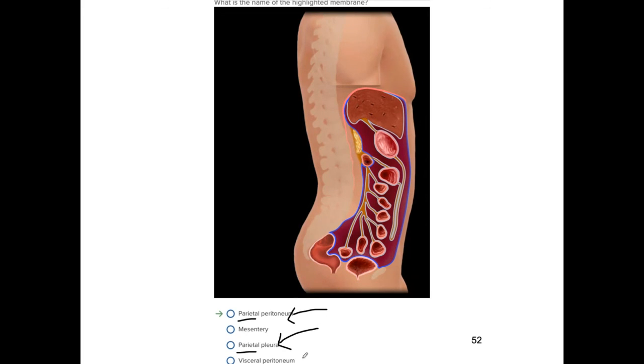Okay. We also see peritoneum down here, but this is visceral. If it was this, let me outline this liver. If it was that, then it would be the visceral peritoneum. Because it's the outer portion that lines the walls of it, now we're looking at parietal peritoneum. Okay.